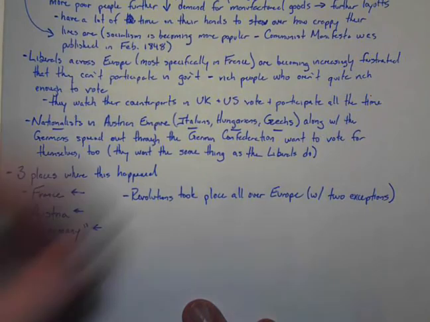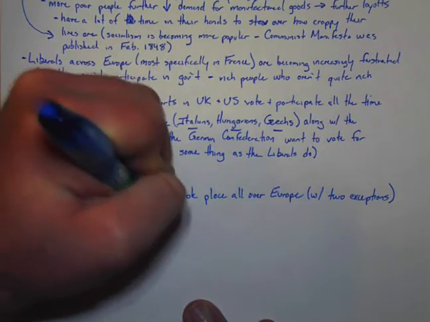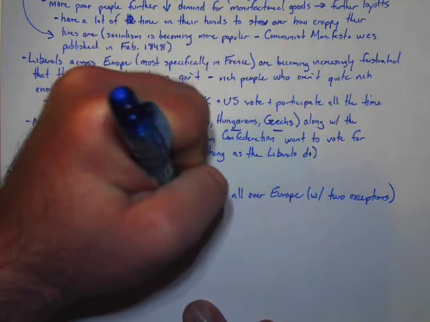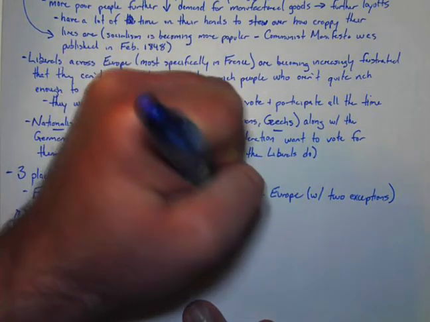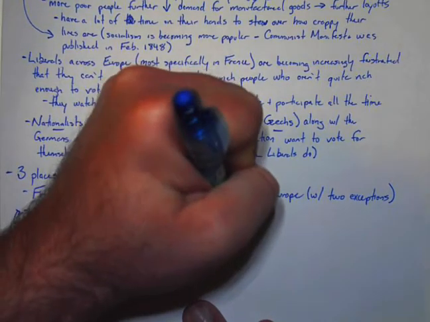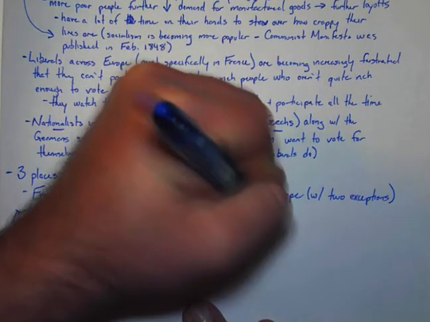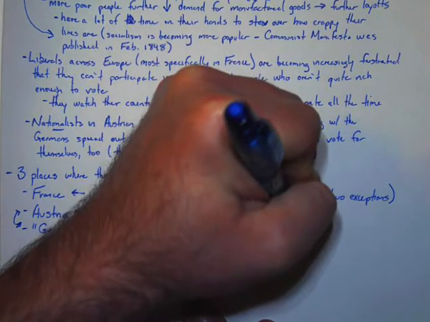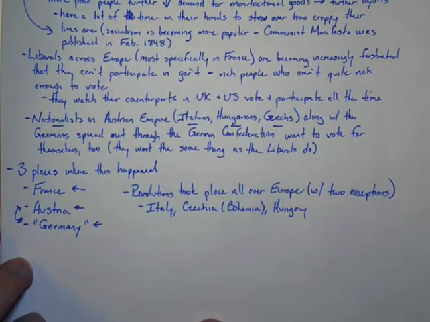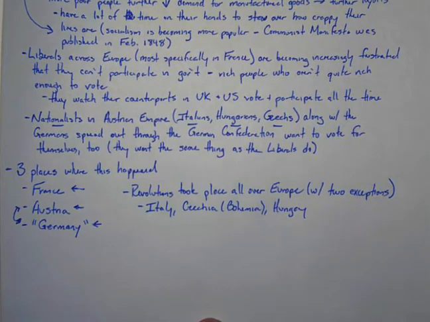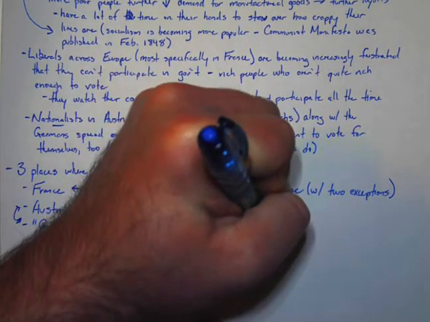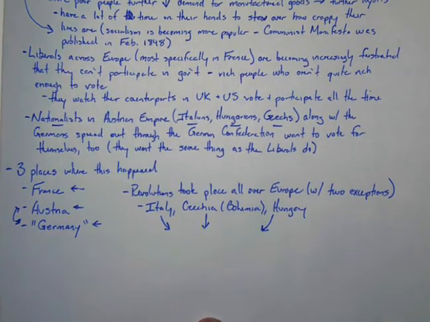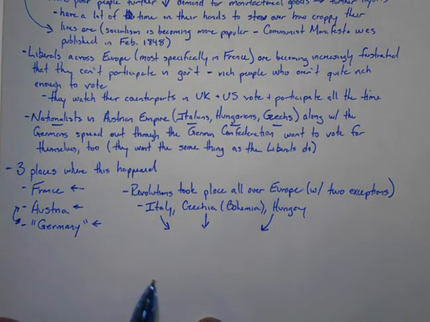Other places where this is going to happen, we're going to see this happen in Italy. We're going to see it happen in Czechia, which at the time was called Bohemia. Hungary. We'll come back to these places when it serves the story. But we're not going to talk about these places just yet. We're going to talk about them separately.